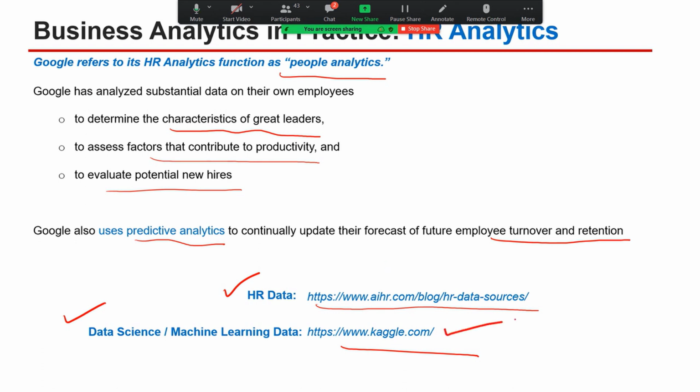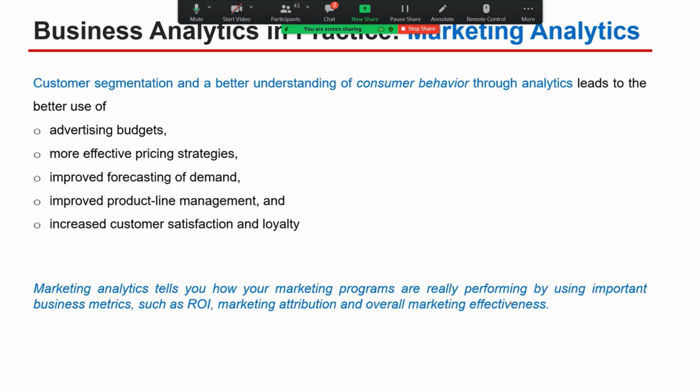This is one of the most famous websites for data scientists, for machine learning engineers, as well as business analytics persons. Similarly, we can talk about how analytics helps marketing persons to segment the customers, to better understand the behavior of the customer. So we would be able to allocate the advertising budget properly, effectively get the pricing strategies, and improve demand forecasting.